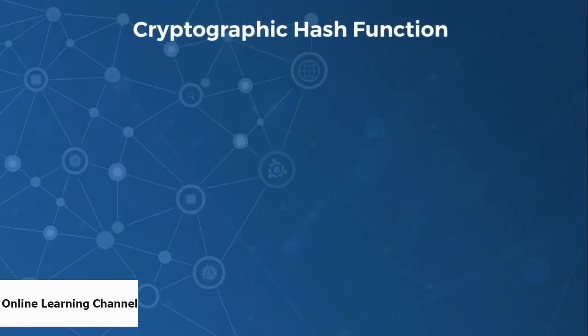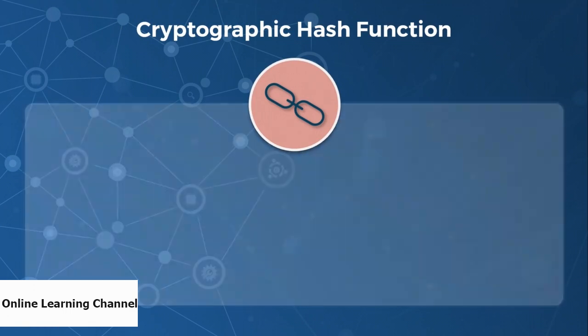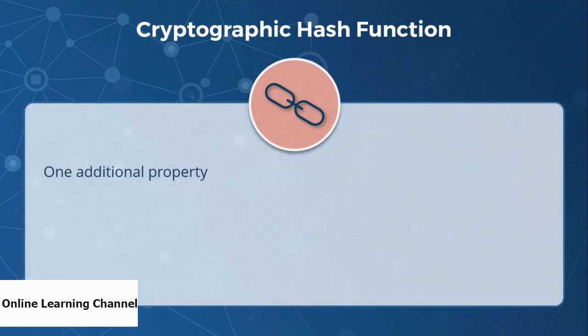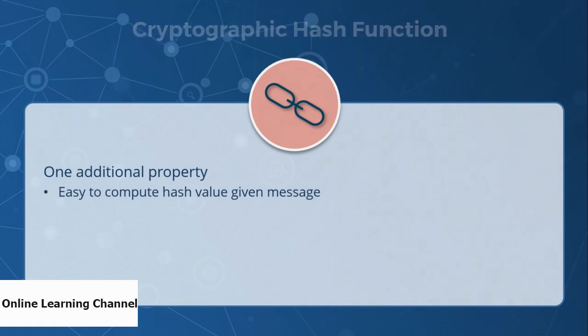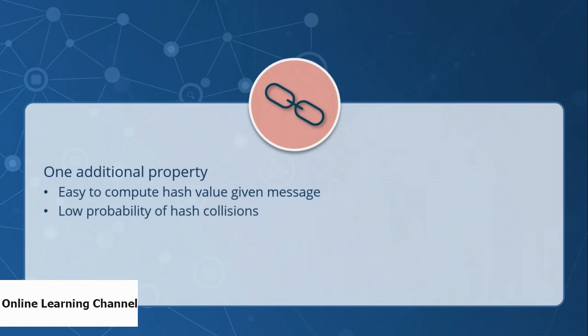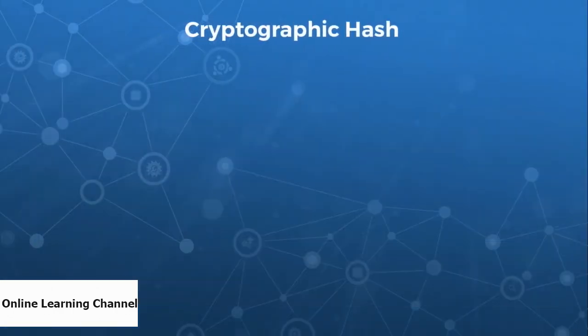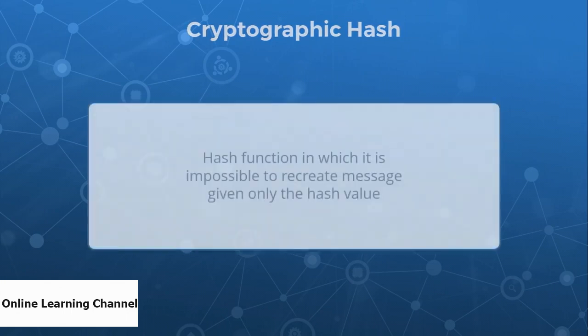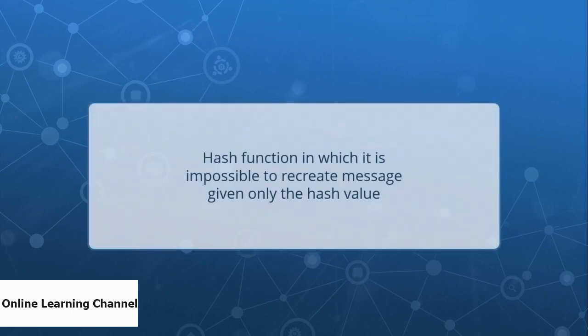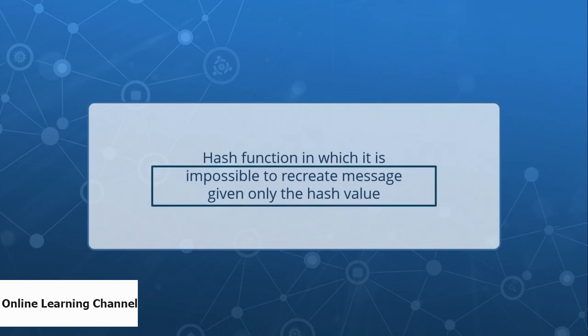What is needed from a cryptographic hash function is similar, except with one additional property. So not only should it be easy to compute a cryptographic hash given an input message, and that it should have a low probability of generating hash collisions, such a function should also make sure that it is impossible for any malicious entity to recreate the original message given only the output hash value. So with that, we can define a cryptographic hash as a special form of hash function in which it is impossible to recreate the original message given only the output.